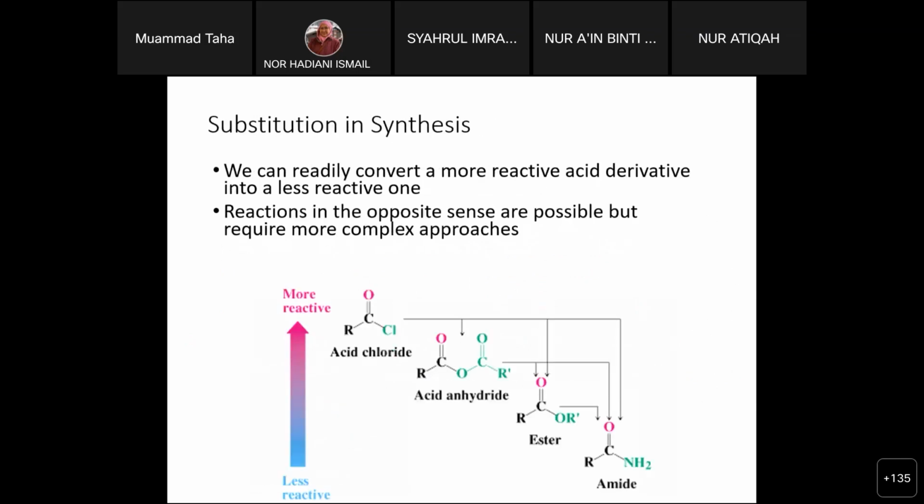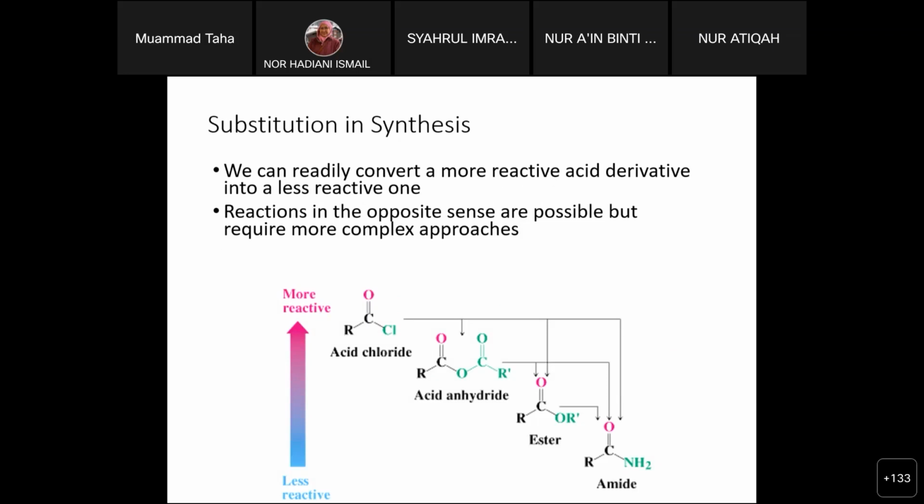The important thing to always remember, and this simple thing will solve any problem: this arrow shows that this is the least reactive. It means amide is the least reactive, and acid chloride is the most reactive. So acid chloride can be converted to acid anhydride, ester, and amide, but the reverse is not possible in a single step. It will require multiple steps to convert amide to acid chloride, ester to acid chloride, or acid anhydride to acid chloride, because the reverse is not possible in a single step.